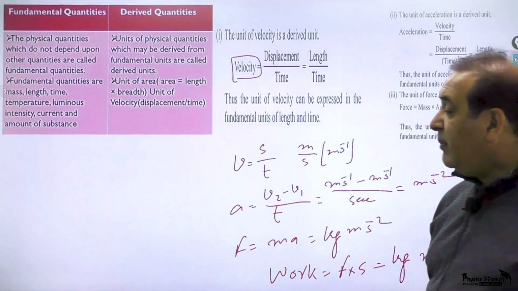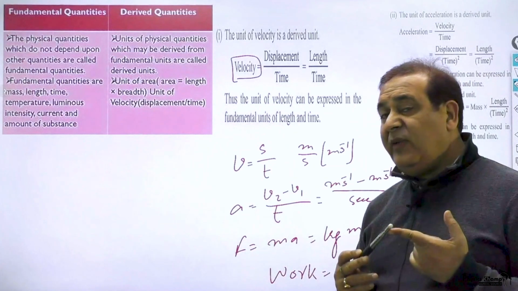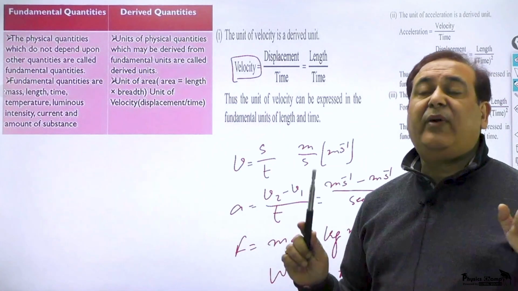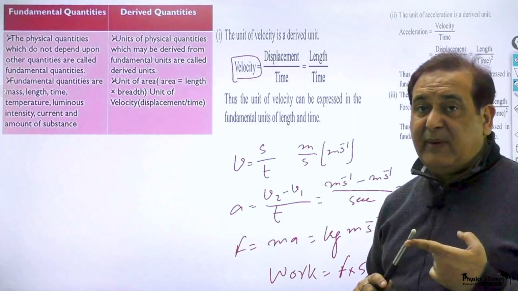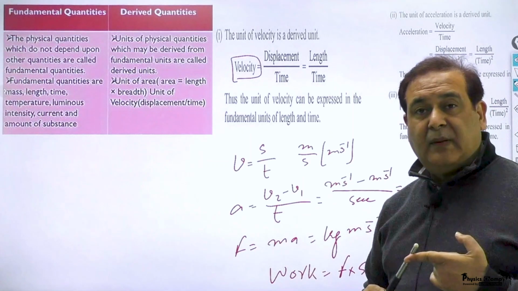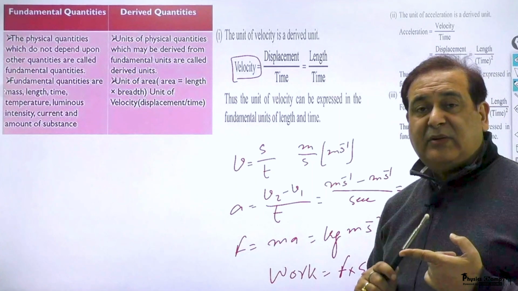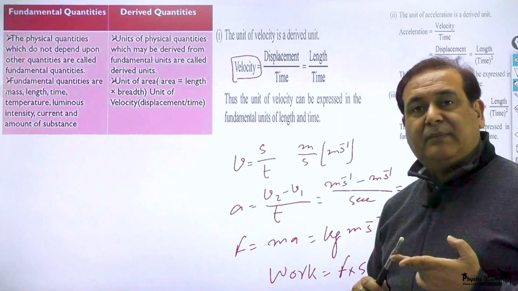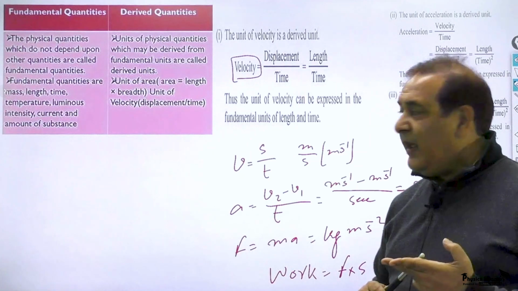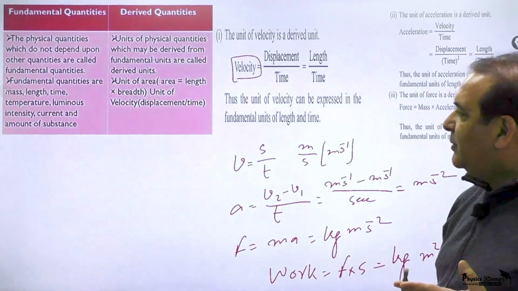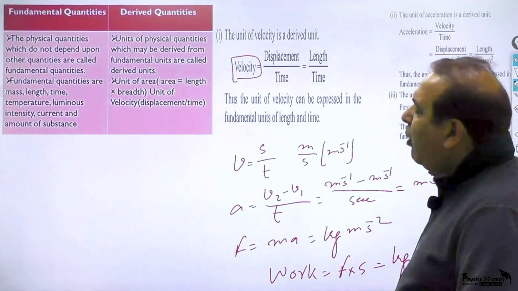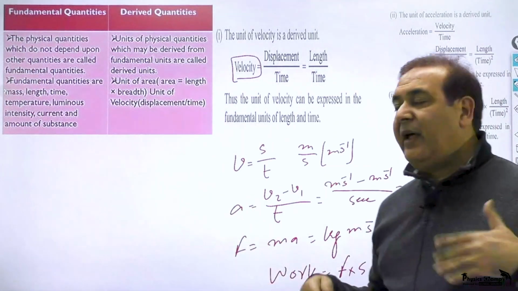So we should remember that those physical quantities or those units which cannot be further described, they are fundamental units. There are 7 fundamental physical quantities and fundamental units. They are length, mass, time, temperature, luminous intensity, amount of matter, and electric current. And then all other units in physics, they are derived using them.